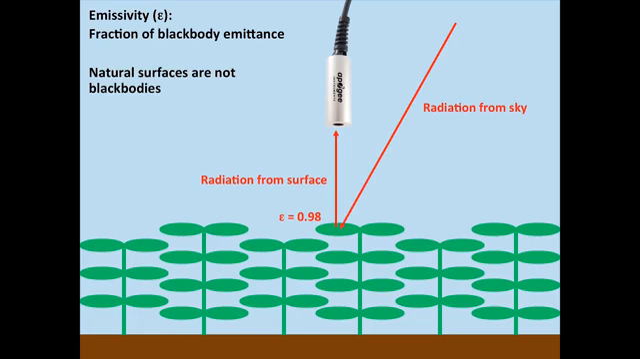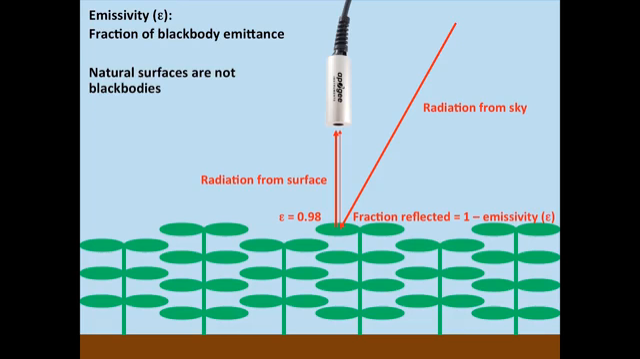And there'll be a small fraction of background radiation that's directed towards the radiometer because it's reflected from the surface. So surface reflectance is equal to 1 minus the emissivity, or in our case it would be 1 minus 0.98.